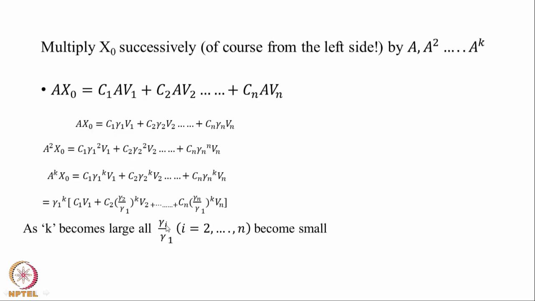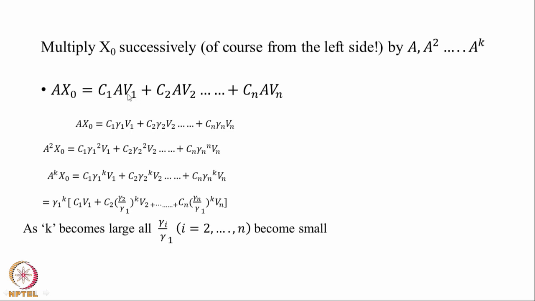So, what shall I do now? I shall multiply A into x 0. What is A into x 0? What was x 0? x 0 was C 1 V 1 plus C 2 V 2 plus up to C n V n. So, A into x 0 will be C 1 A V 1, C 2 A V 2, up to C n A V n. So, this is my A x 0. Then I multiply A square into x 0. What is A square into x 0? First I got this gamma 1 V 1, gamma 2 V 2. How did I get gamma 1 V 1?